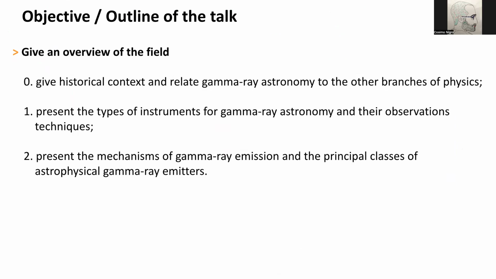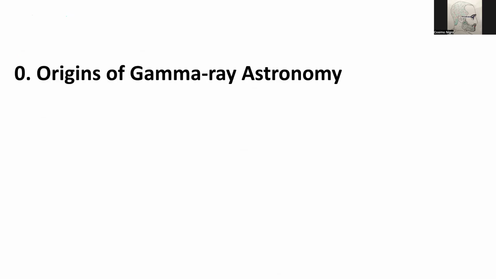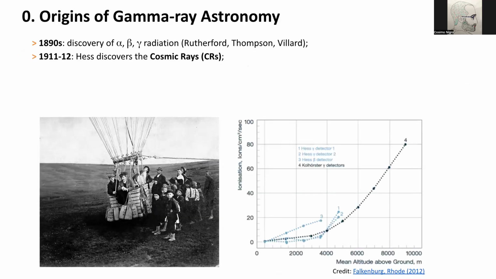So first of all, I wanted to give you the historical context in which gamma ray astronomy was born, because I would like you to be able to place gamma ray astronomy among the other branches of physics. Then I would like to present you the techniques and the instruments that are used for gamma ray astronomy. So let's say the technology of gamma ray astronomy. And finally, I would like to discuss a bit the mechanism of gamma ray emission and the sources that emit gamma ray. So let's say the scientific part. So let's start with the context, origins of gamma ray astronomy.